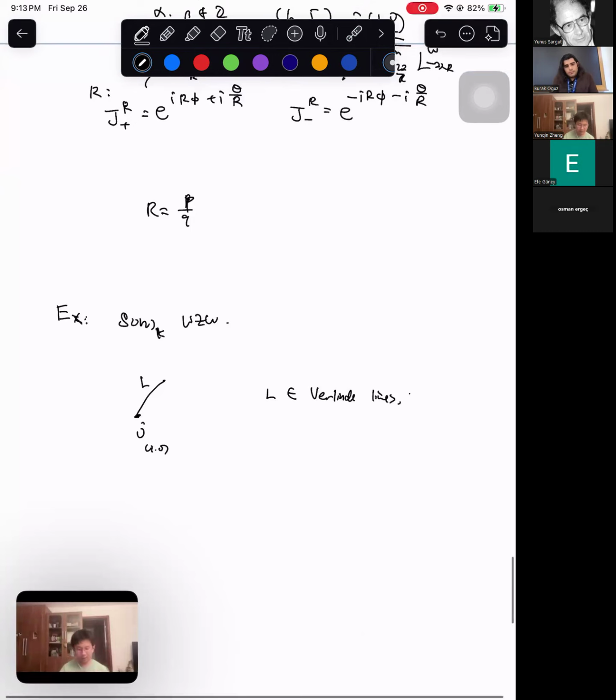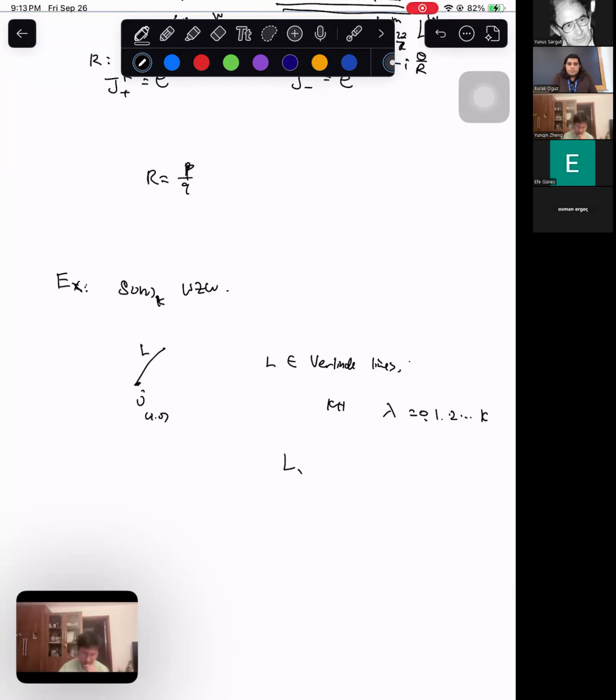It's known that for the SO(2) level K Wess-Zumino-Witten model, there are K plus 1 Verlinde lines labeled by a lambda, where lambda goes from 0, 1, 2, etc. up to K. So let's label the line to be L lambda.